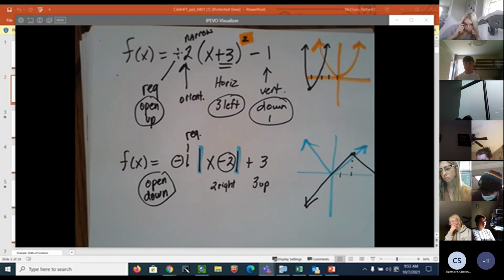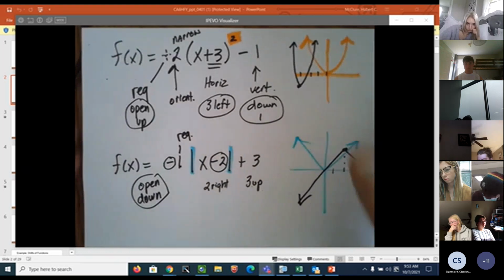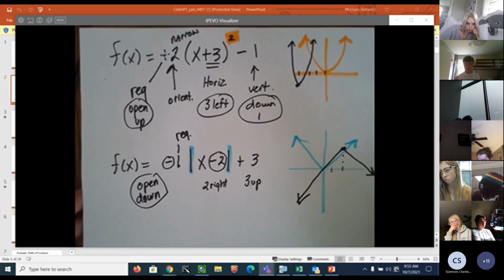And that's what this section is, vertical and horizontal shifts. And since you've been doing vertical and horizontal shifts with your complete the square, this should be like second nature. Should be real simple to you. Okay?